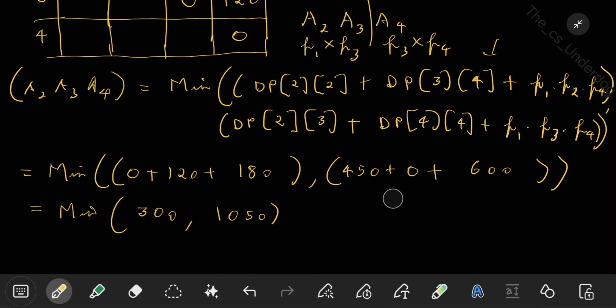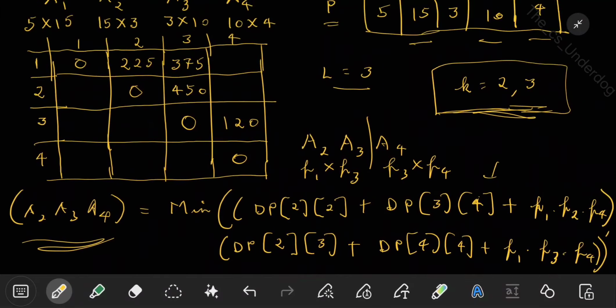So what is the minimum among 300 and 1050? It will be 300. So the value to be inserted in dp24 is 300. At this point, we have only one more block to be completed. And when we complete that block, we'll have the final answer.